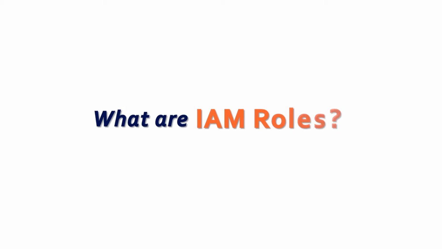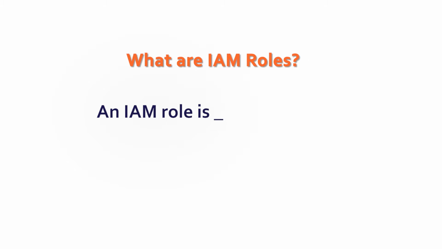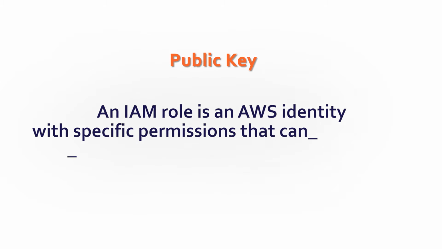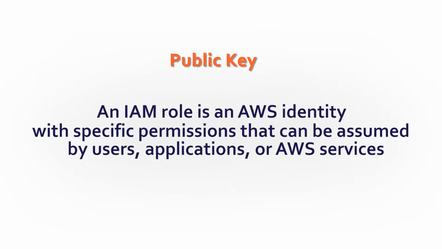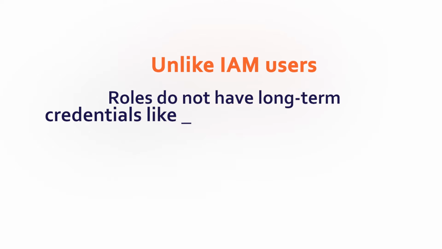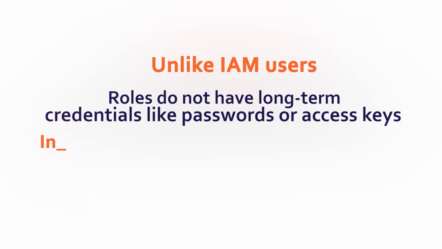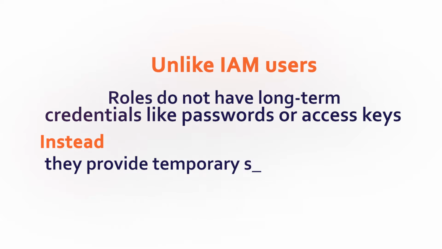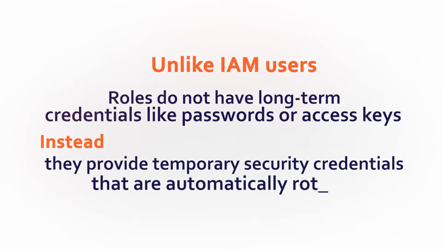What are IAM roles? An IAM role is an AWS identity with specific permissions that can be assumed by users, applications, or AWS services. Unlike IAM users, roles do not have long-term credentials like passwords or access keys. Instead, they provide temporary security credentials that are automatically rotated.